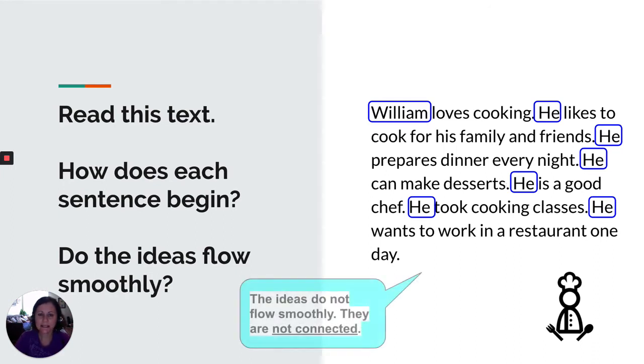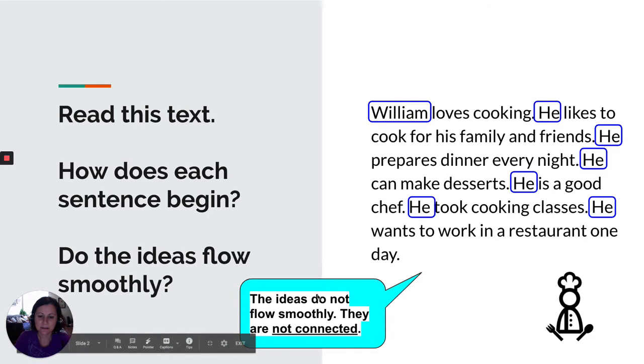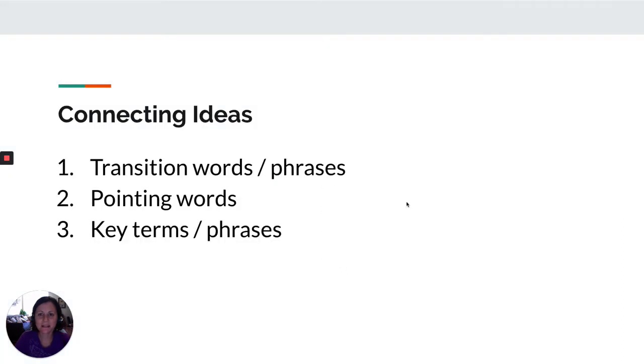So, in this lesson, we're going to talk about how we can get ideas to flow smoothly and make the connections between ideas very clear. Yeah, so the ideas did not flow smoothly here. They weren't connected. So we're going to work on fixing that. I'm going to talk about 3 connecting strategies. One is to use transition words and phrases. Second, pointing words. And finally, key terms and phrases.